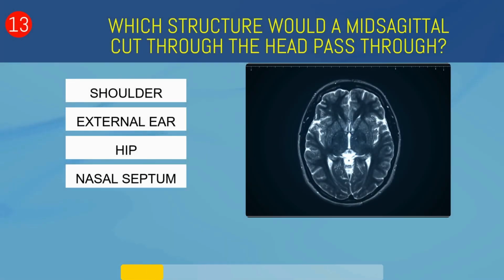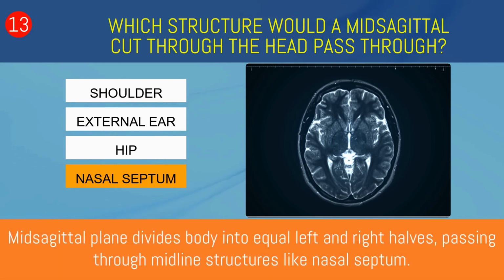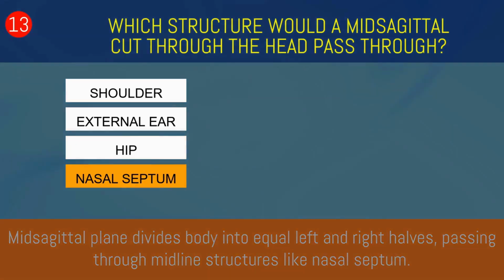Which structure would a mid-sagittal cut through the head pass through? Shoulder, external ear, hip, or nasal septum? Nasal septum. Mid-sagittal plane divides body into equal left and right halves, passing through midline structures like nasal septum.